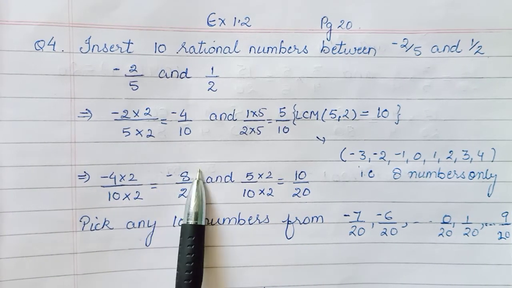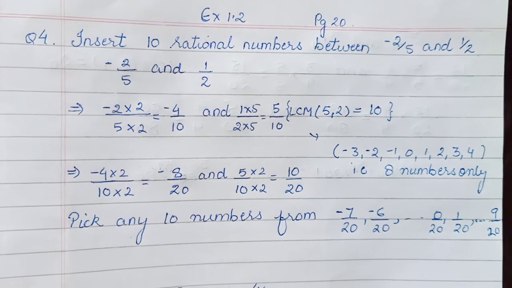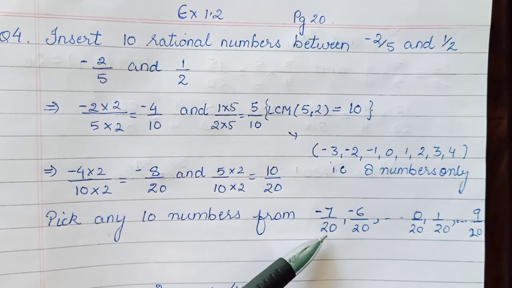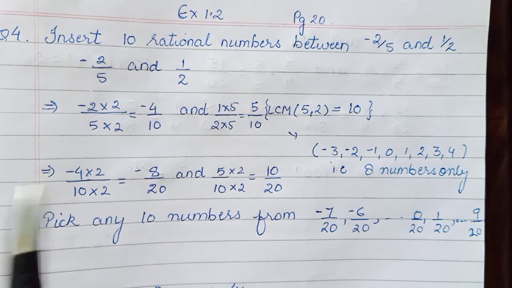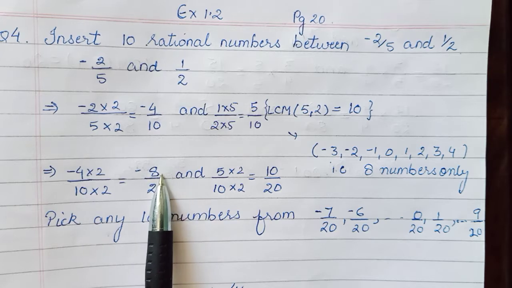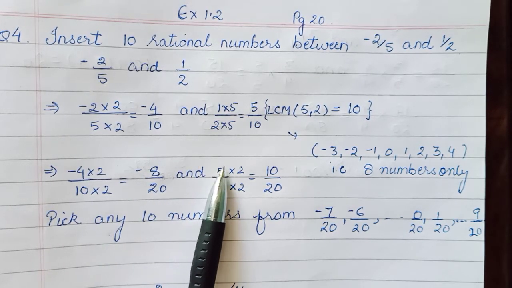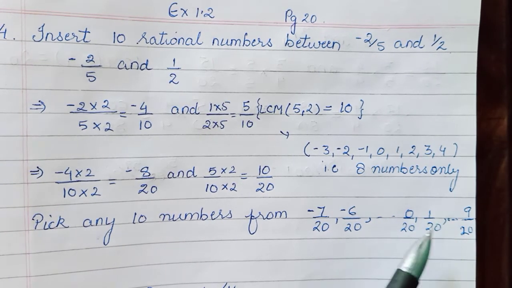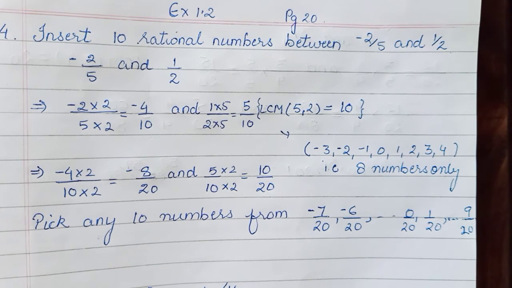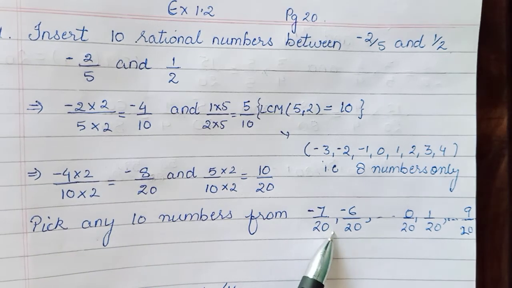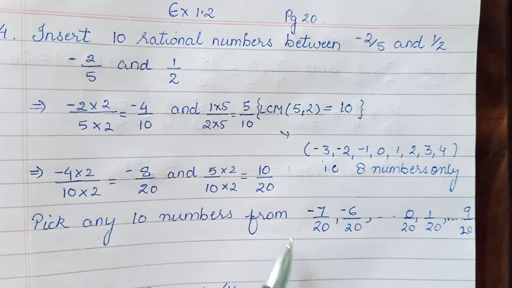Now between minus 8 and 10, there are so many numbers. You were supposed to just write 10 numbers. So any number from minus 7 by 20 onwards. After minus 8, negative numbers increase towards the right: minus 7, then minus 6, minus 5, and so forth till 0, and then the positive numbers will start. From these many you can pick any 10. Answers can be different here. So any 10 numbers from minus 7 by 20 till 9 by 20. You can choose any 10 numbers and that would give you your solution.